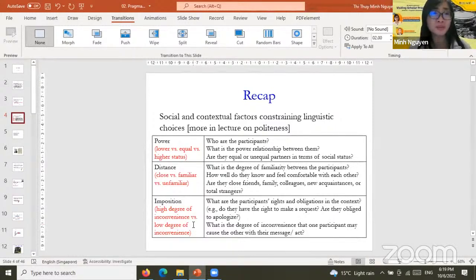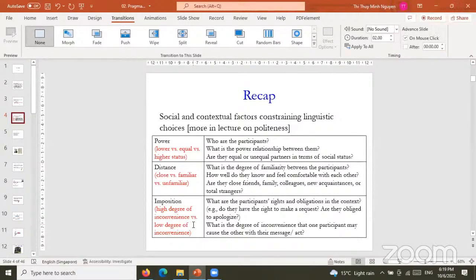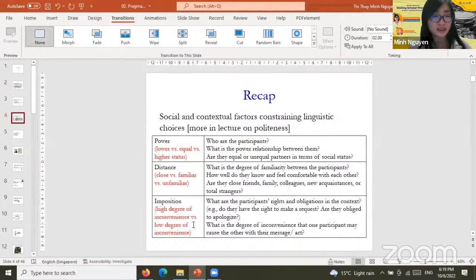What is the degree of inconvenience that one participant may cause the other with their message or act? Okay, so in terms of imposition, we mean the degree of inconvenience that we cause to each other by what we say in conversation. We should note that social and contextual factors are actually assessed or evaluated very differently in different cultures.